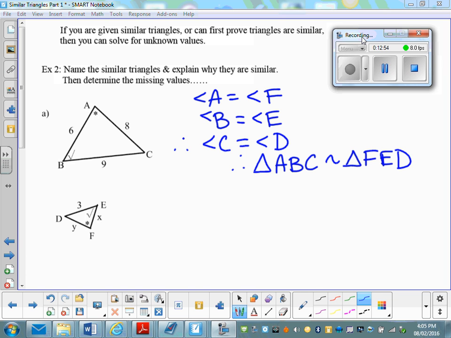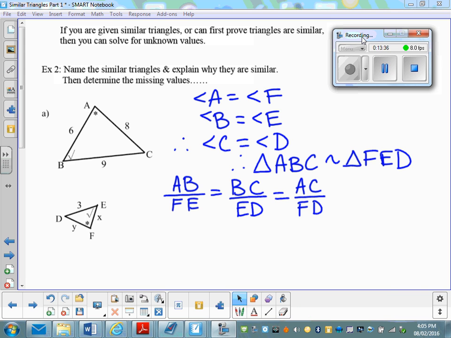Now that they're similar, we can write the ratios of sides to help solve for the unknown values. So in this case, we know that AB from the top triangle corresponds to FE in the bottom triangle. And in the top triangle, BC corresponds to ED. And the last ratio here, AC, corresponds to FD. And you can use the diagram to come up with those.